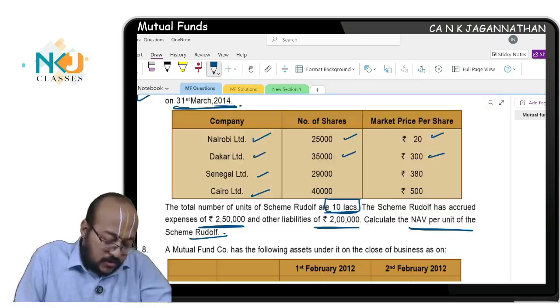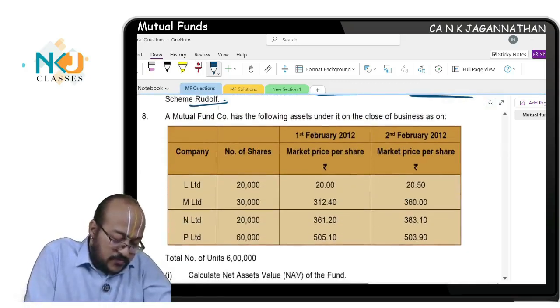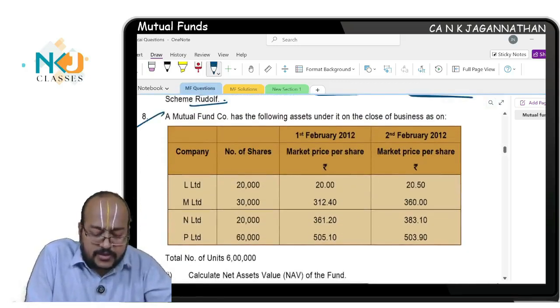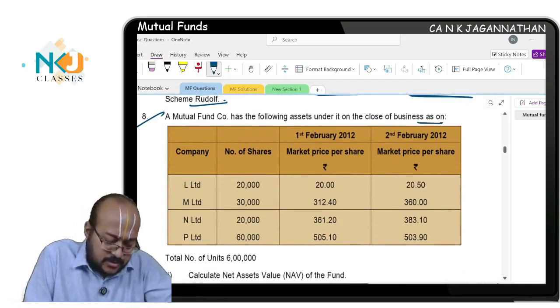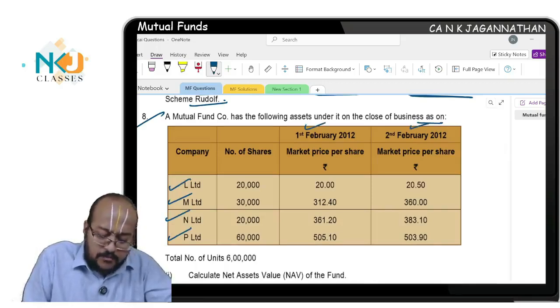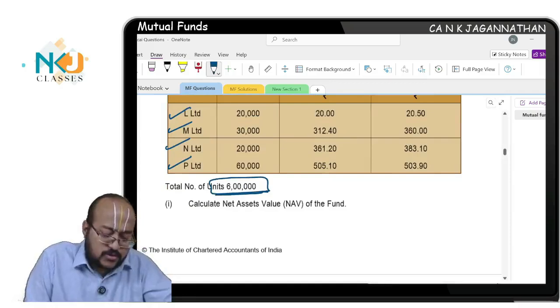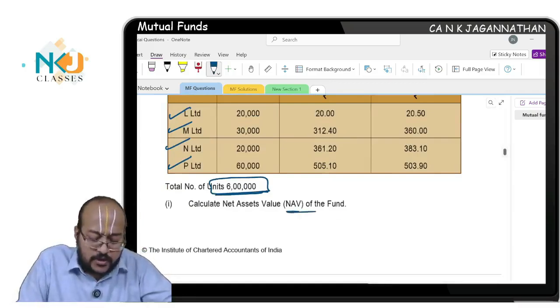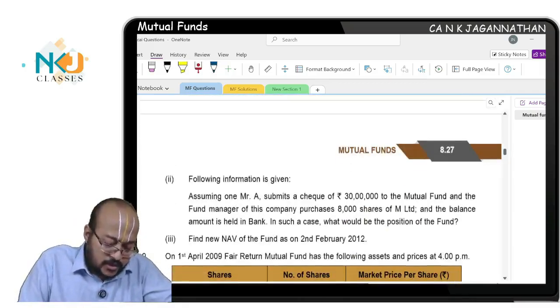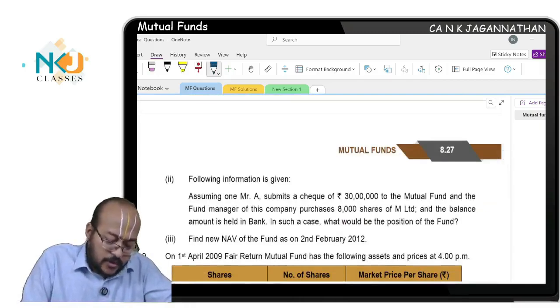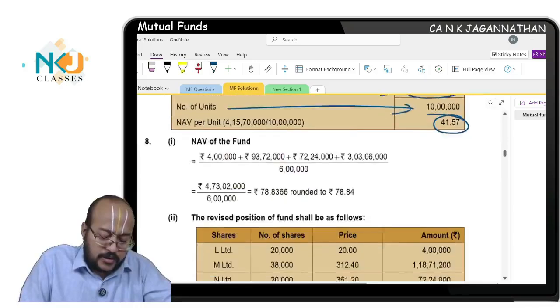Next, take question number 8 for discussion. A mutual fund company has the following assets under it at the close of business on 1st February and 2nd February: L Limited, M Limited, N Limited and P Limited, all this data is given. Total number of units outstanding is 6 lakh units. Calculate the net asset value of the fund.